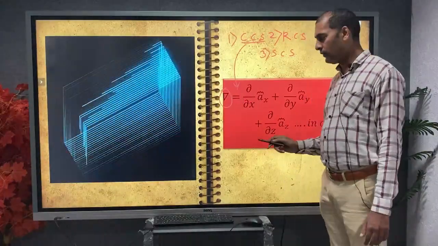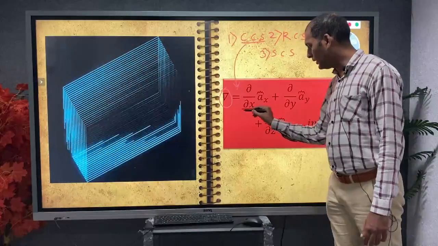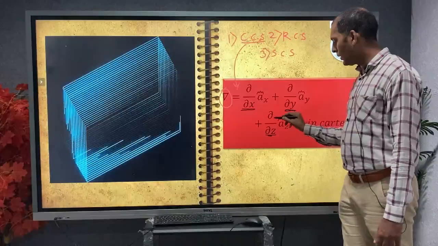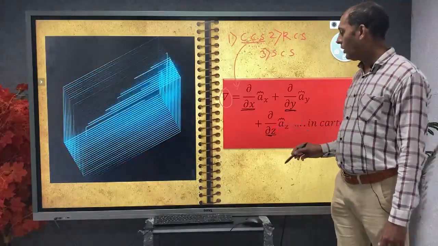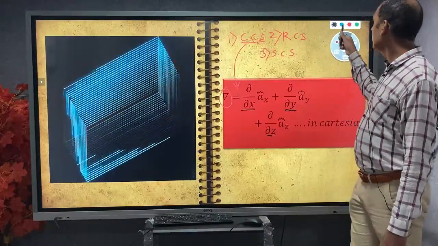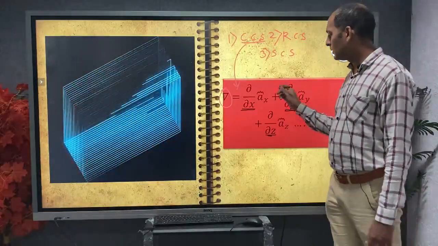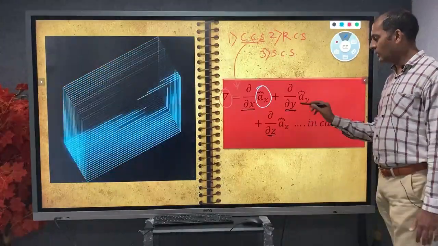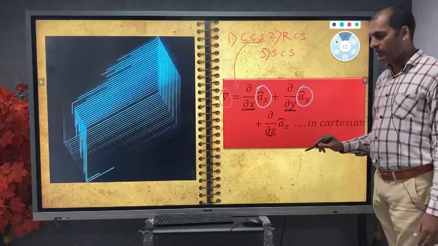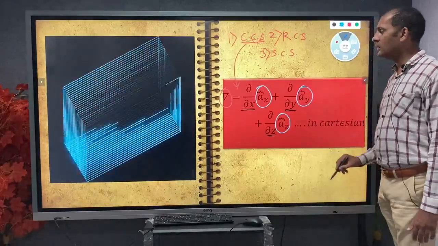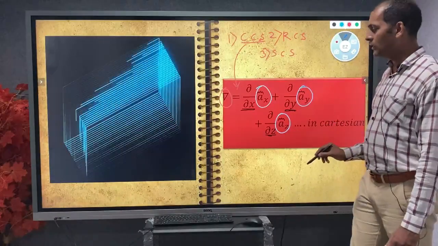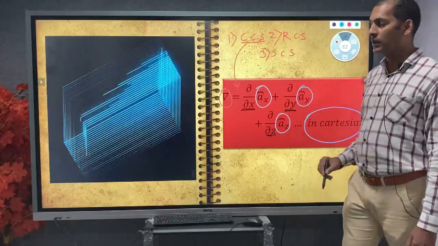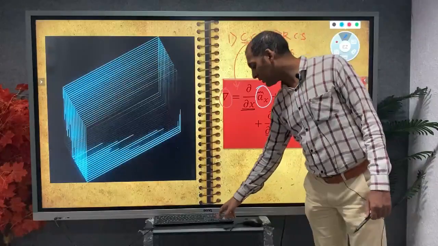So this del operator first gives 3 directional partial terms, dou by dou x, dou by dou y, and dou by dou z, and along with that there will be 3 directions. For dou by dou x, direction is ax cap. For dou by dou y, direction is ay cap. For dou by dou z, direction is az cap. So this equation is very important. This is given in Cartesian. Same way we have to see the equations for cylindrical as well as spherical.